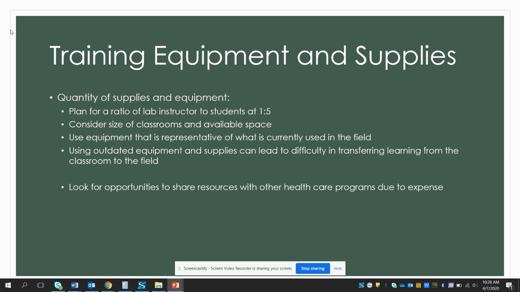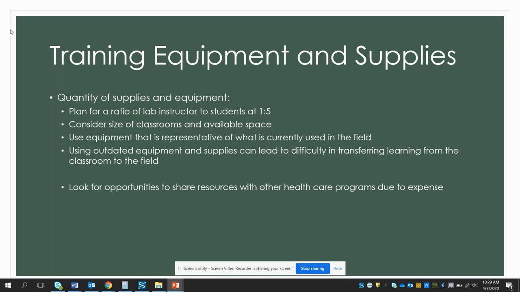Looking at training equipment and supplies, we want to consider the quantity of supplies and equipment needed. Ideally, when we're planning for lab instructor ratios, we want to do 1 instructor to 5 students at max. Now, that really depends on what's happening inside of your classroom, because I can demonstrate a skill for around 20 students. But if I'm actively checking them off and I'm engaging with them, then I want to work in groups of 5 or less.